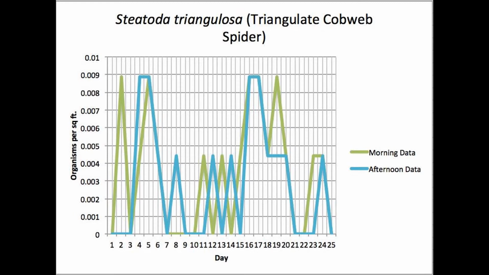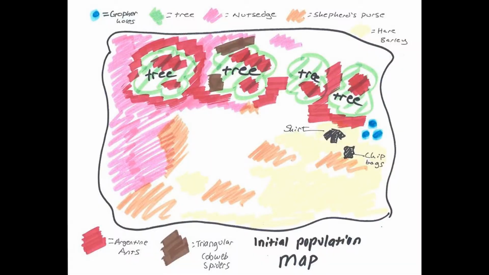As we can see throughout the graphs, the interactions between population density and the environment are extremely relevant and show us a lot about how the habitat works and how the food chain works as well. This is the initial map of our biome. As you can see, each population is centered around specific areas because that is where their resources lie. Certain abiotic factors in our biome could be affecting populations, including the shirt and chip bag.